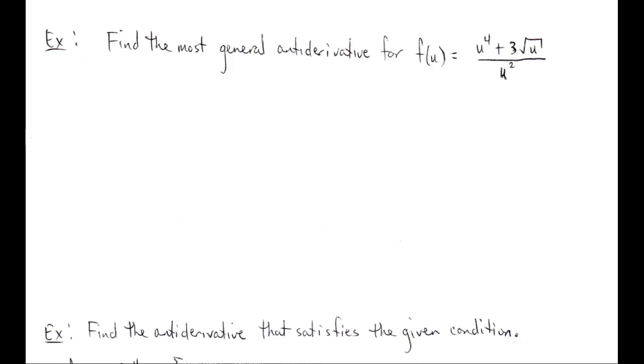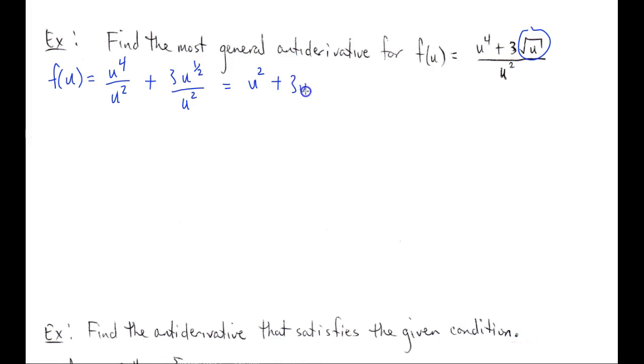All right, so the first thing that we want to do is find the most general antiderivative for this function f of u. And for here, to make this easier for ourselves, we want to split this up into 2 separate fractions. So we want to do u to the 4th divided by u squared plus 3 times u raised to the 1/2 over u squared. And so I've just changed the square root of u to the 1/2. Now for the first term, that just simplifies to u squared.